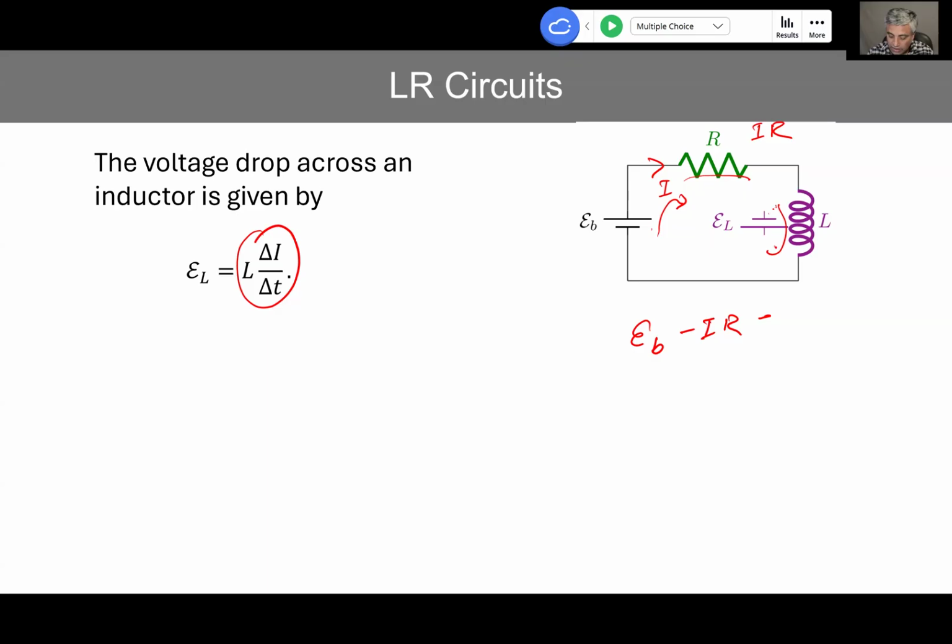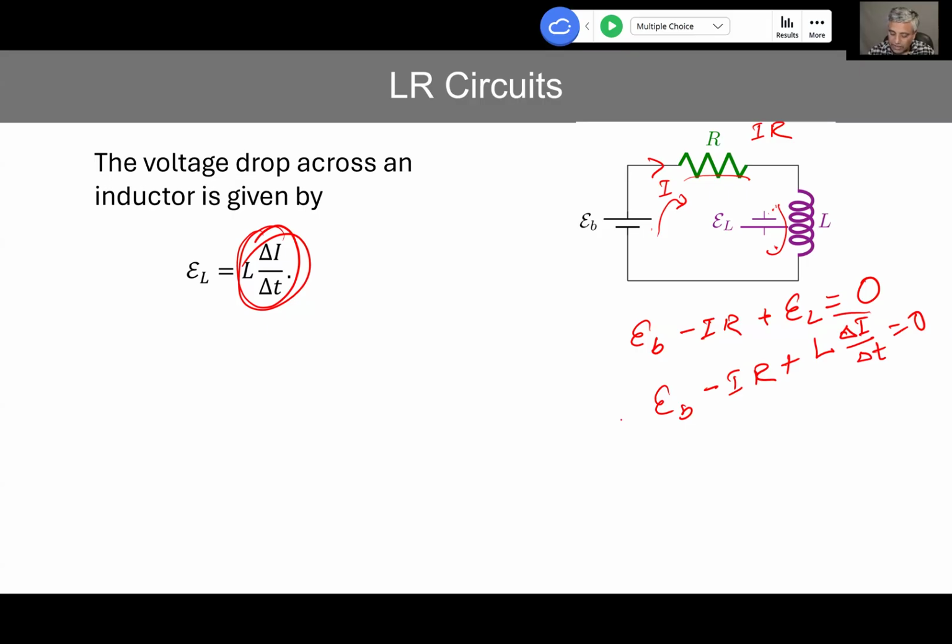It goes from low to high, so final minus initial is positive, and that's going to be 0. So we can write the equation. But when we do that, there is this term there, and then plus L delta I over delta T. So this equation is not an algebraic equation. This is actually a differential equation.